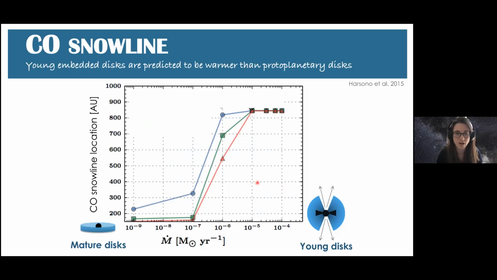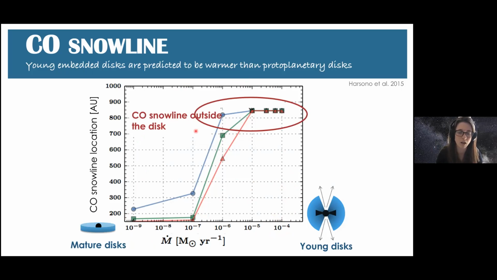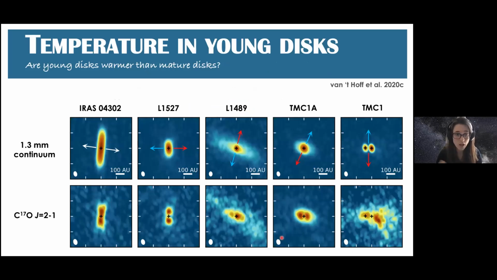You might expect that they are not the same just because these younger disks have higher accretion rates. And this is some modeling results showing the CO snowline location as function of accretion rate, with basically young disks on this side and more mature disks on this side, showing that the CO snowline is at a much larger radii if you have a high accretion rate. So we tested this observationally by observing 5 of these young disks in C17O. So these are just the images of the disks that we have.